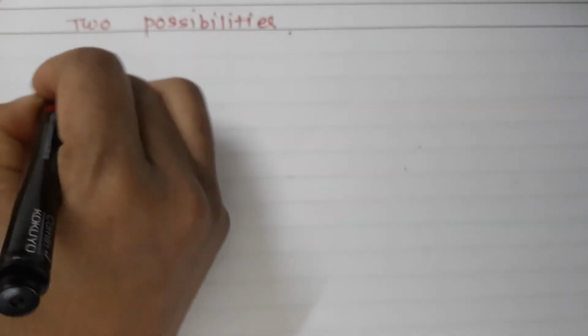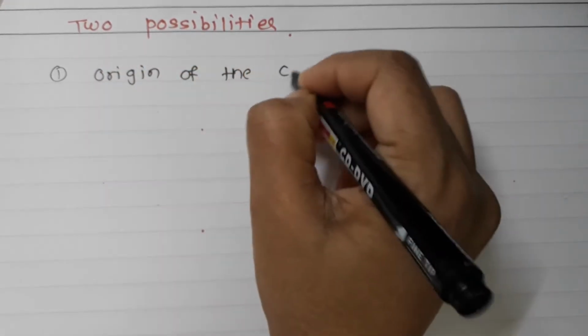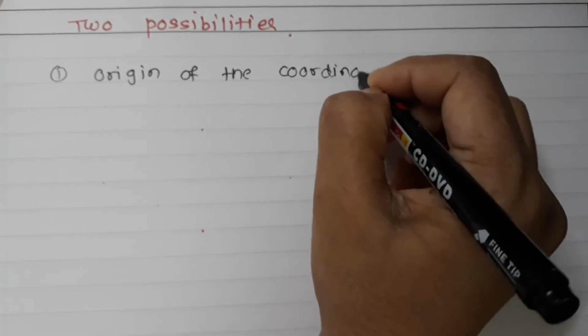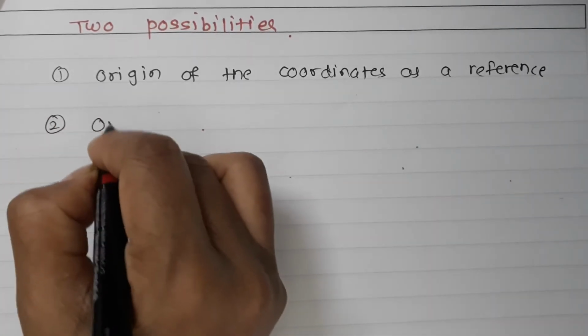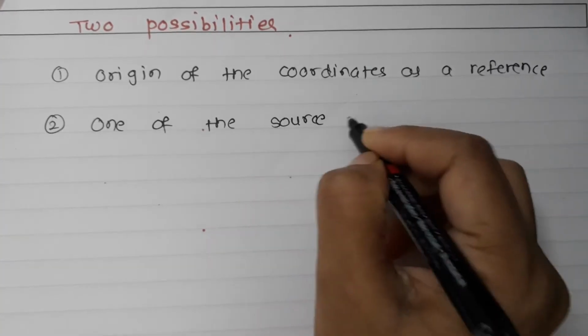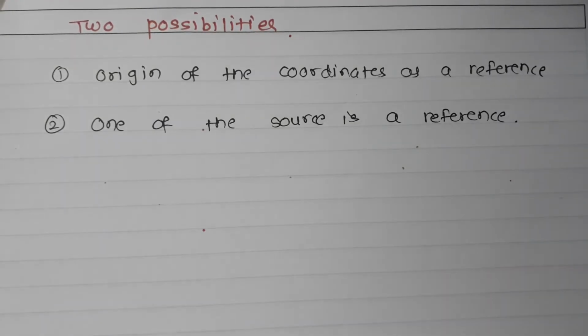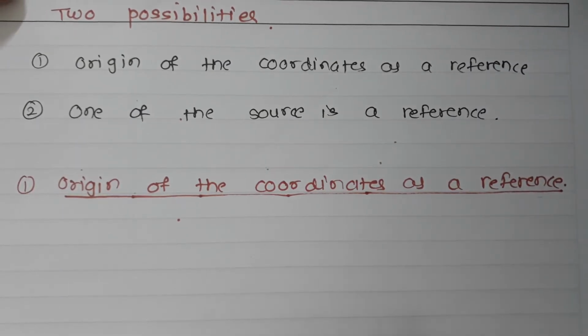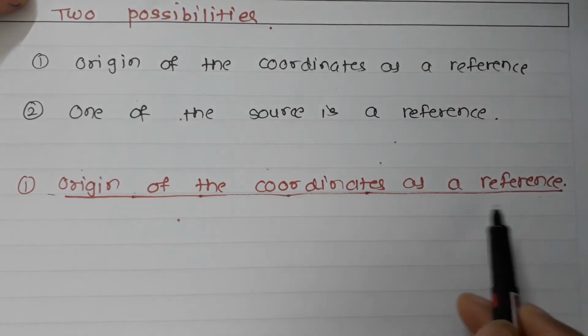The first possibility is the origin of the coordinate as a reference, and the second one is one of the sources as a reference. Let us now see the effect of changing the reference on the pattern. For the first possibility, we'll see the origin of the coordinates as a reference.